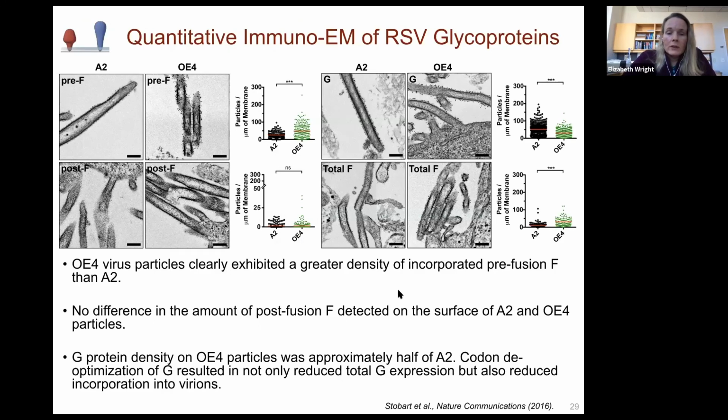And on the OE4 virus, we can clearly exhibit a greater density of pre-fusion F than on A2. And there was really no difference in the amount of post-fusion F, which is a good sign that we had actually modulated to retain pre-fusion on the virus particles genetically, as well as that all the manipulations we had done to understand the structure of these particles also did not inadvertently trigger F to the post-fusion form. We also found that the G protein density on the particles was approximately half of A2. And this is really through the codon deoptimization process.